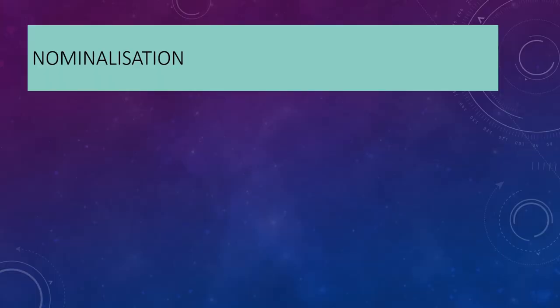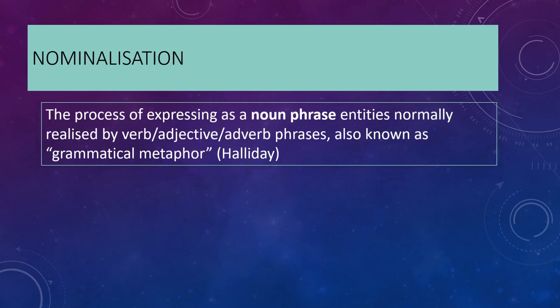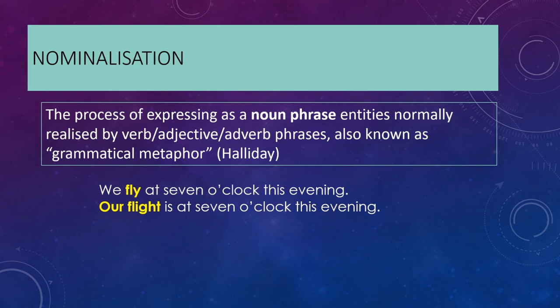Nominalization is defined as the process of expressing as a noun phrase entities normally realized by verb or adjective or adverb phrases. This is also sometimes known as grammatical metaphor, taken from the work of the British linguist Michael Halliday. Here are a couple of examples. We can say, we fly at 7 o'clock this evening, or we can say, our flight is at 7 o'clock this evening, where the notion of the action of flying is encoded in the noun phrase, our flight.